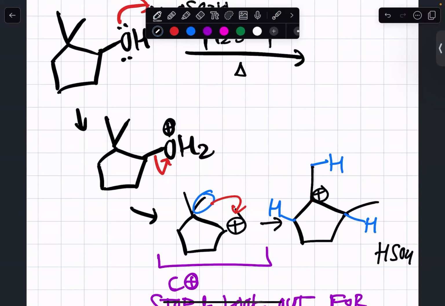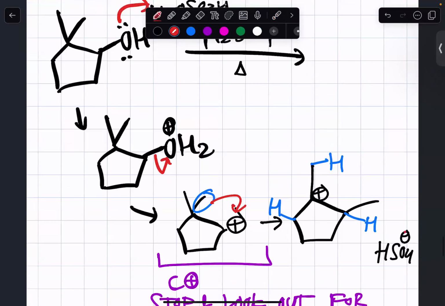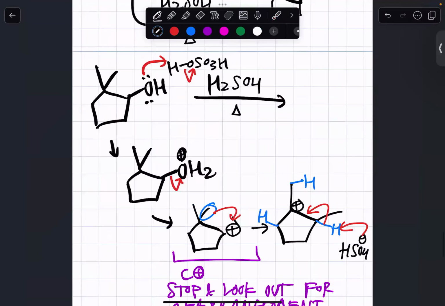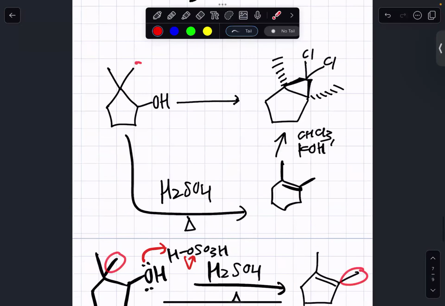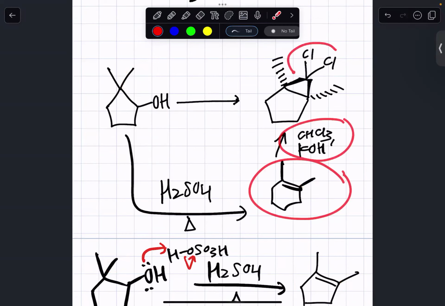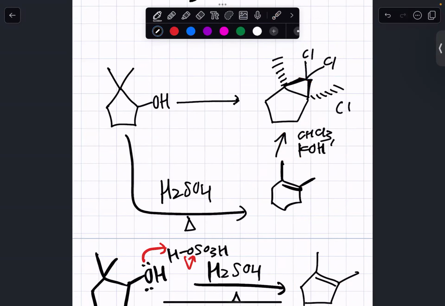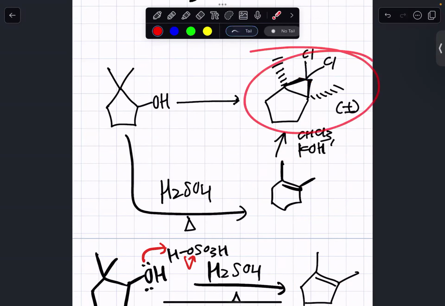So we use the HSO4 minus conjugate base to grab that hydrogen and make that double bond, in an E1-like mechanism. That forms the double bond right there, where this methyl group moved here. Right, that methyl group moved there. And then once we have this double bond, we could do the alkene reaction with the halogens to create this final answer here.